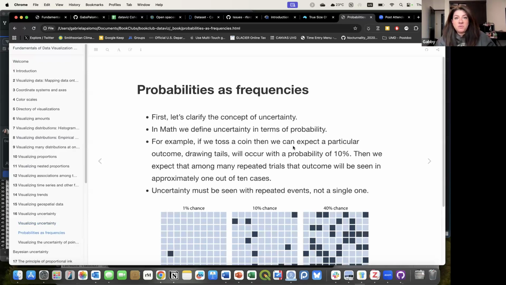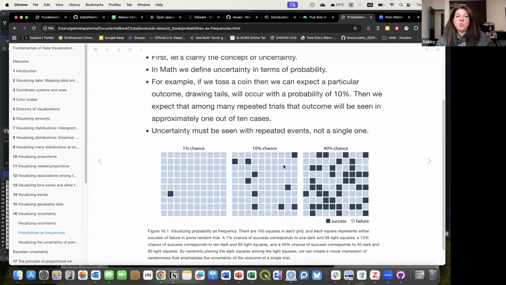But let's start first with understanding the concept of uncertainty. What exactly do we mean by that? So when we're talking about uncertainty, we usually are talking about probability. And what we're talking about here is the probability of something happening, of having a success over a failure, or having a certain outcome. It depends on what type of data we're dealing with. So for example, if we toss a coin, then we're gonna expect a particular outcome. Either we draw tails or we draw heads, right?